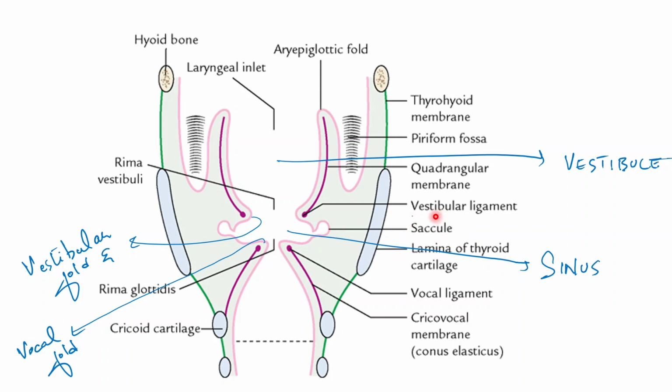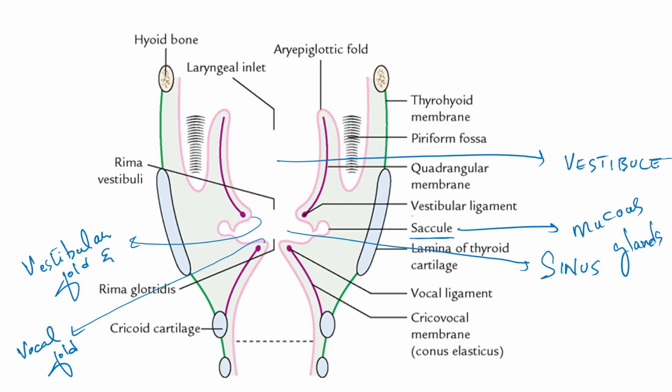The saccule, which is present in the sinus, contains the mucous glands. The mucous glands mainly function in lubrication of the vocal fold. So, the lubrication of the vocal fold is mainly provided by the secretion of the mucous glands present in the saccule. So, this is about the intermediate part or the sinus of the larynx.